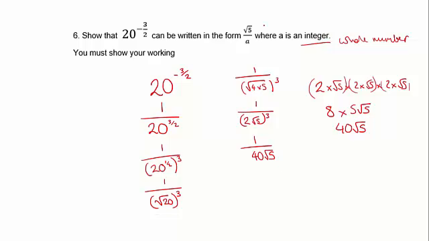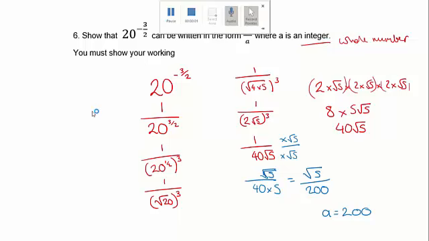But now we still haven't got it in the way we want. We're getting closer because we've got a √5, but we don't want a surd on the bottom. We want to rationalise our denominator. So to rationalise the denominator, multiply by your surd value. Whatever you do to the denominator, you need to do to the numerator. So we multiply them both by √5, and we get √5 over 40 times √5 times √5 is 5, which is equal to √5 over 200. Okay, so a is 200.